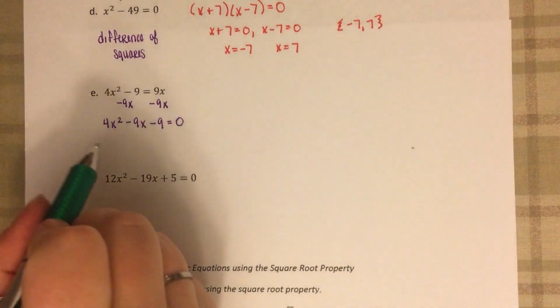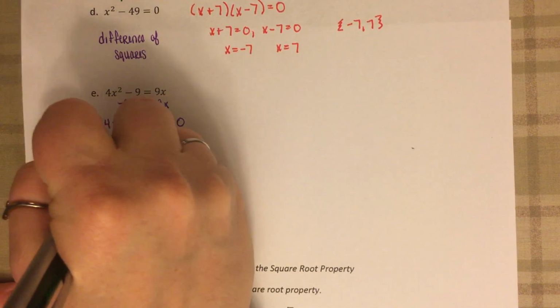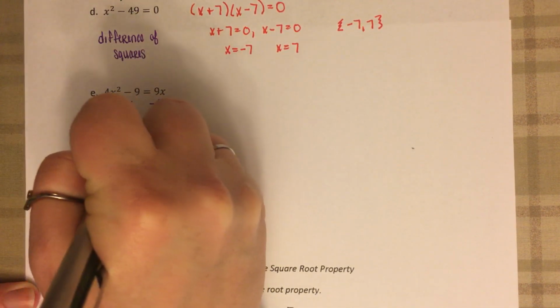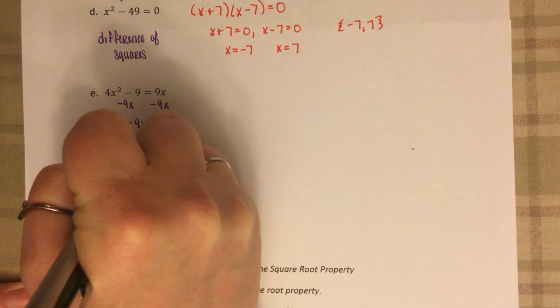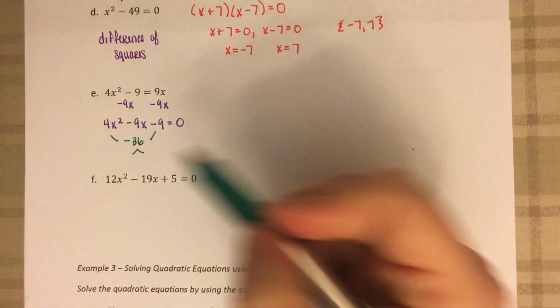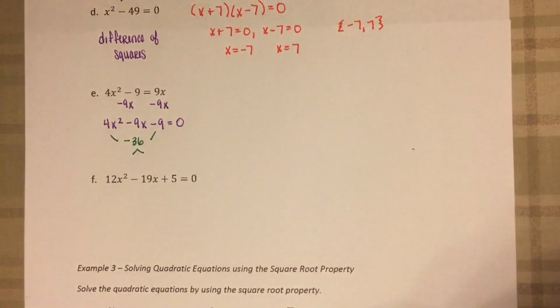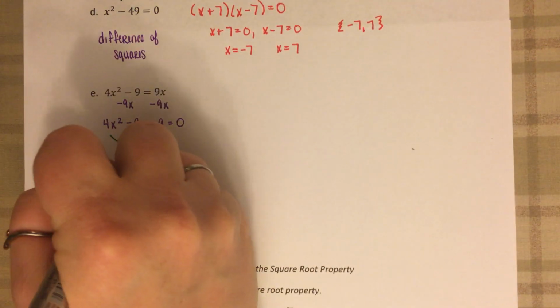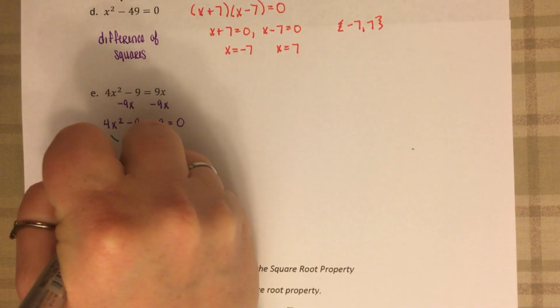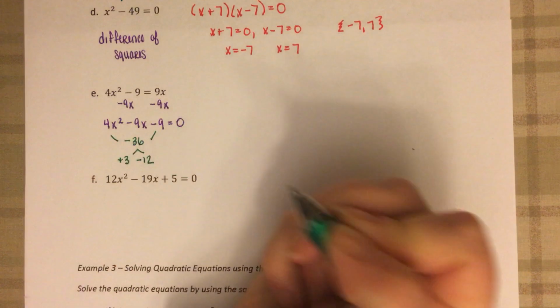Right, here, since we have a coefficient on our x squared, we have to multiply. 4 times 9 is going to give us negative 36. So we need two numbers that multiply to give us a negative 36, add to give us a negative 9. We're going to use a positive 3 and a negative 12.